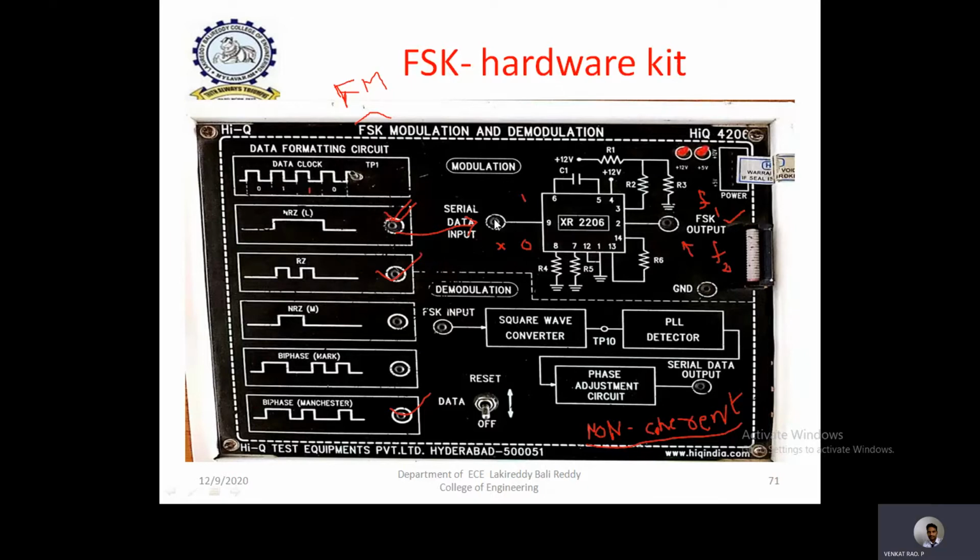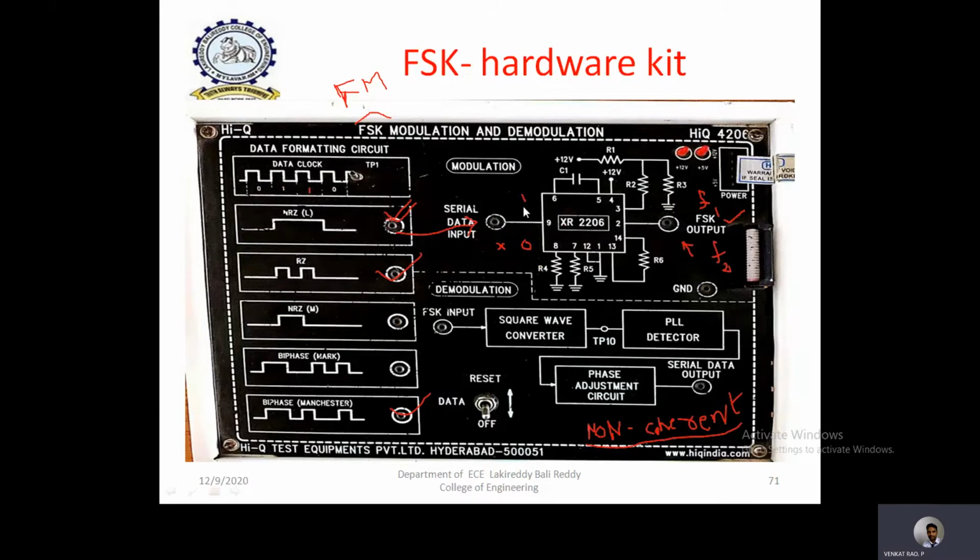After observing the input bit sequence from any one of these line coding techniques, connect this input to the modulator as a serial input. Here, for FSK modulation, we are using a particular IC, that is XR2206. It is one kind of IC. So the total thing is designed by using an IC circuit. Here the output of FSK is simply obtained at this particular pin.